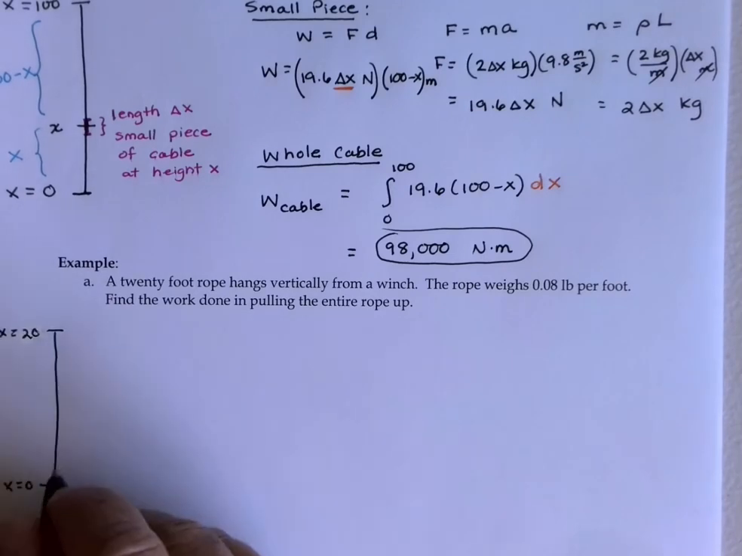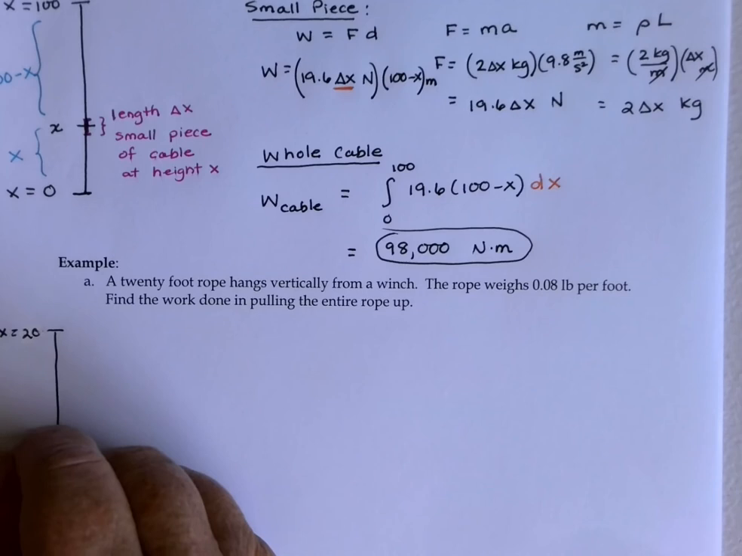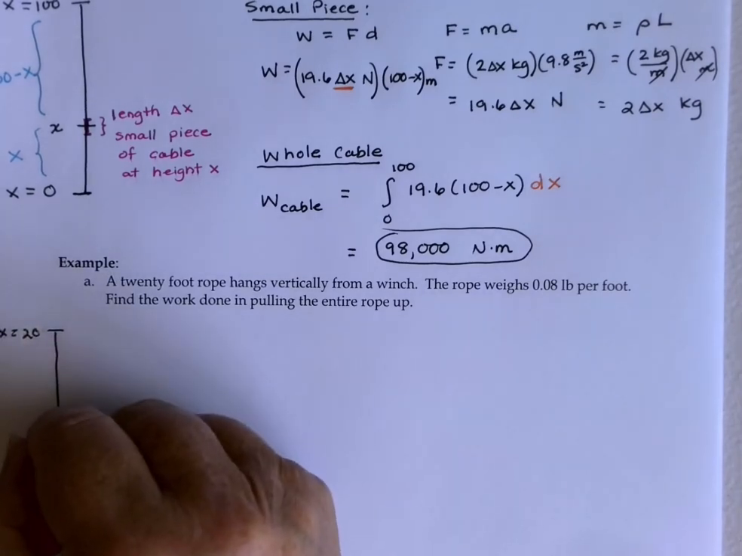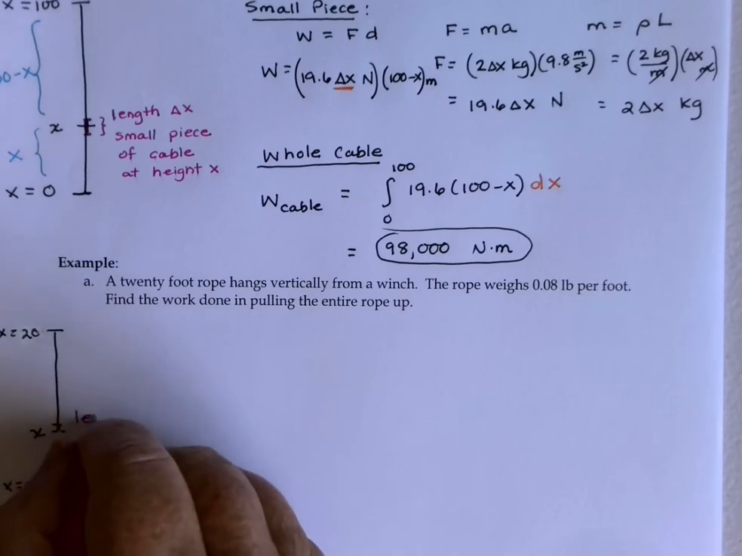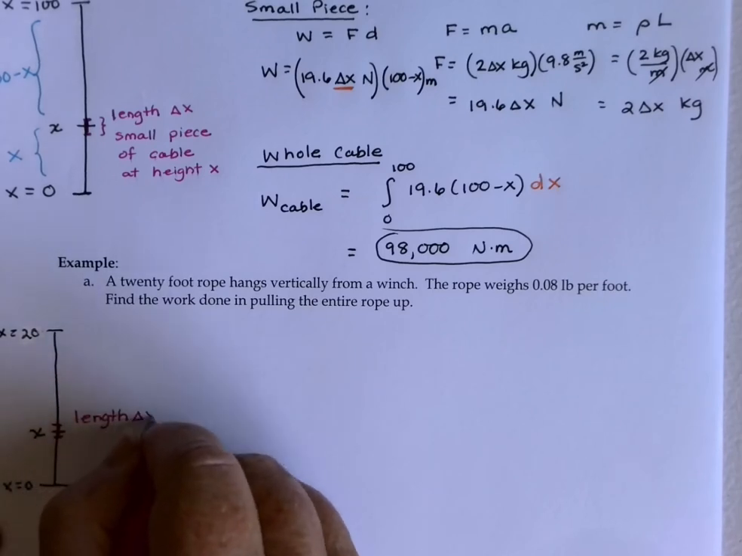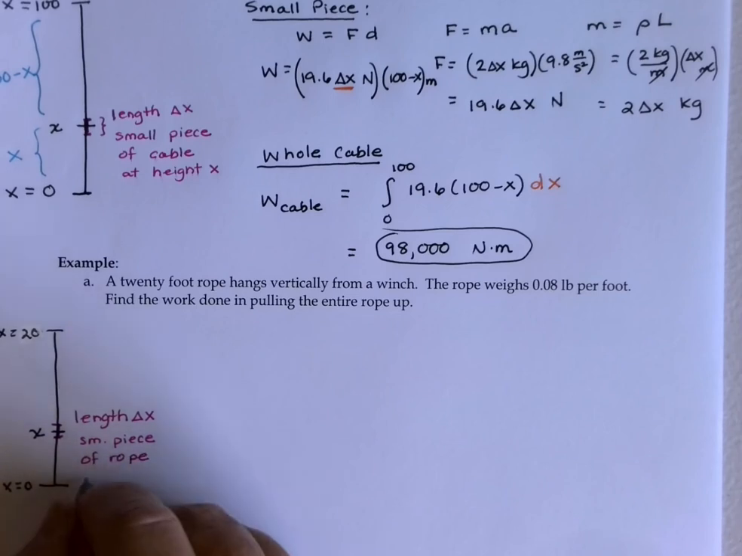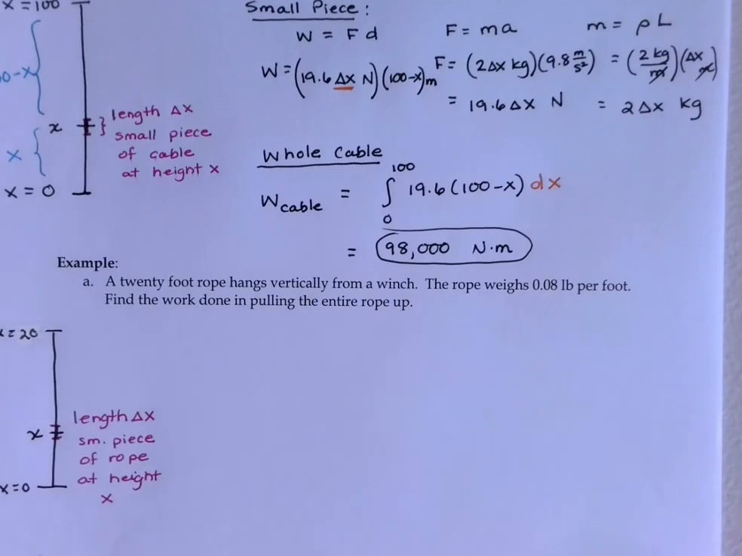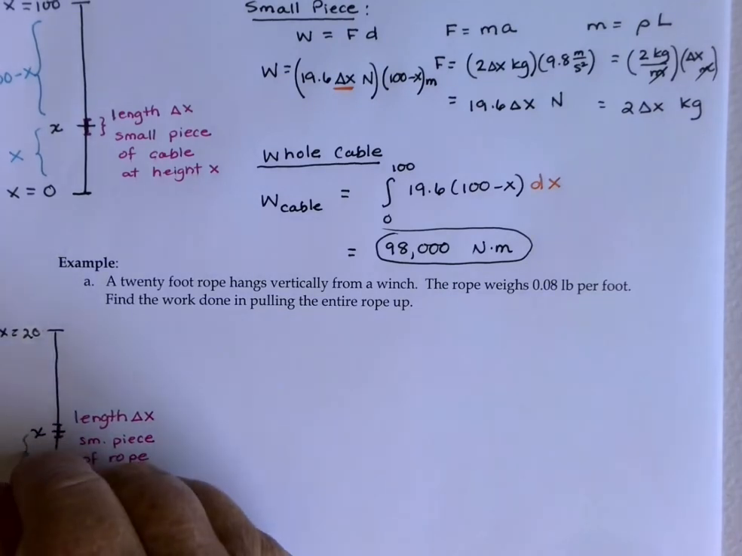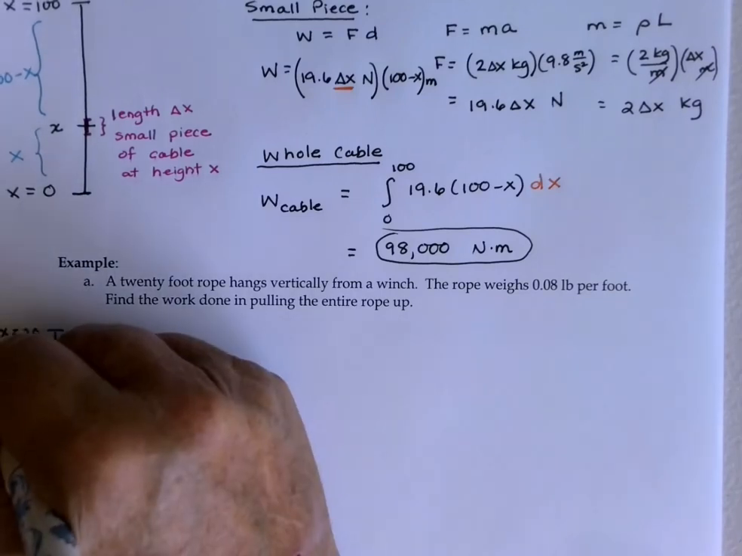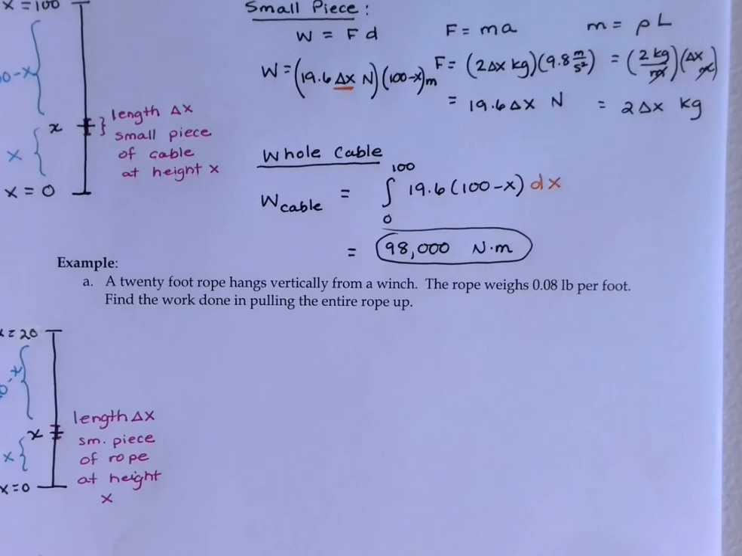And so once again, I'm going to imagine just at some random height x, some small little piece of rope here. And that little tiny piece we'll say has length delta x. And this is just a small piece of rope at height x. Since it is at height x, that little piece only has to be lifted the rest of the way, which would be 20 minus x.